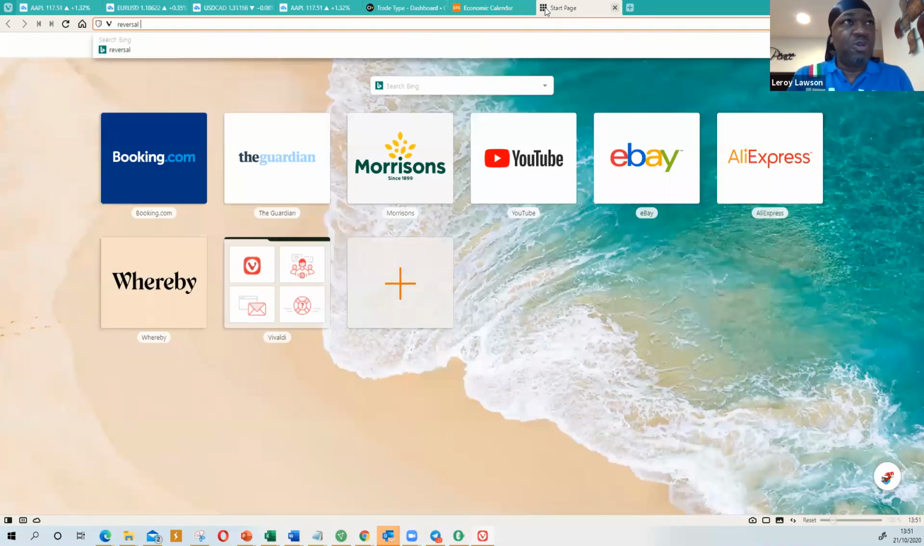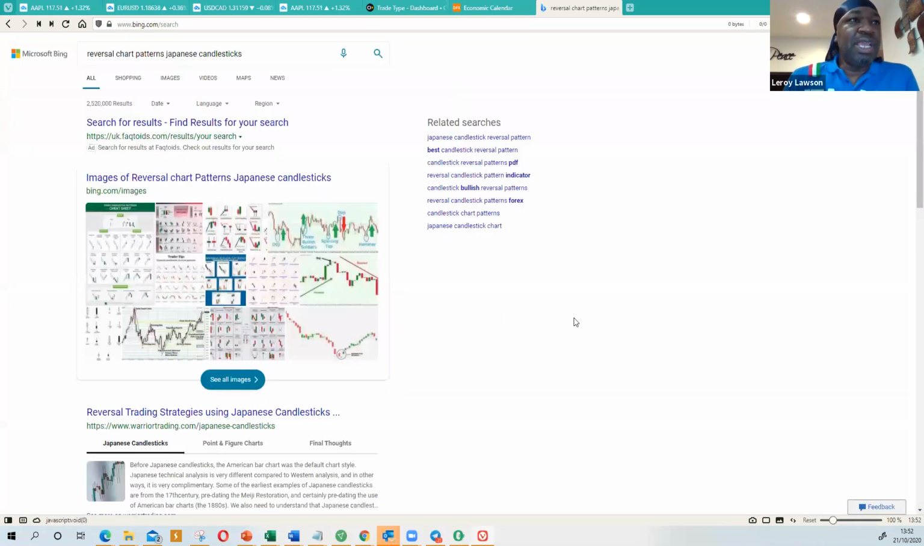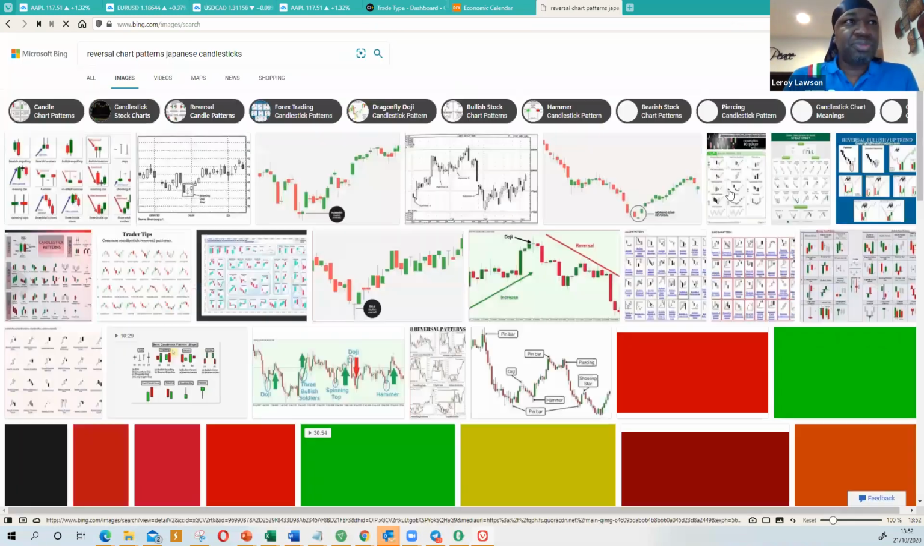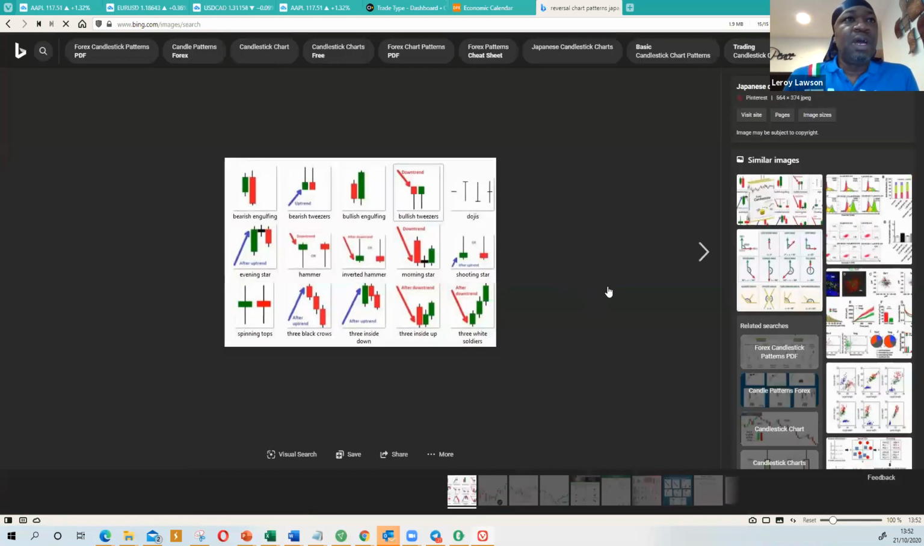So if we go for reversal chart patterns, on MT4, this is Japanese candlesticks that we're working with. Okay, there's many different ways to trade, but I'm interested in those reversal patterns. So let's just have a look at this. Look at one that's just easy for us to look at right now. And so you'll see this pattern here.